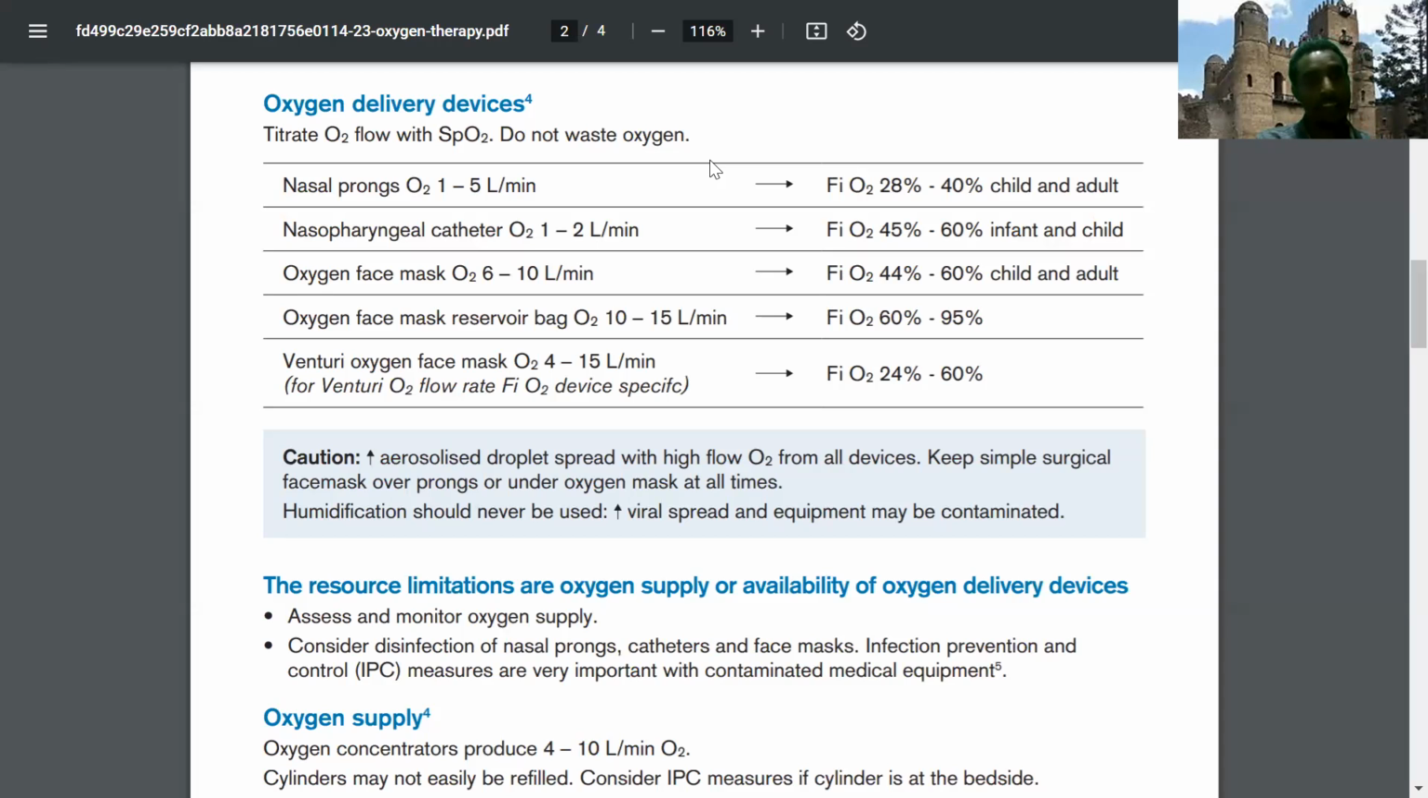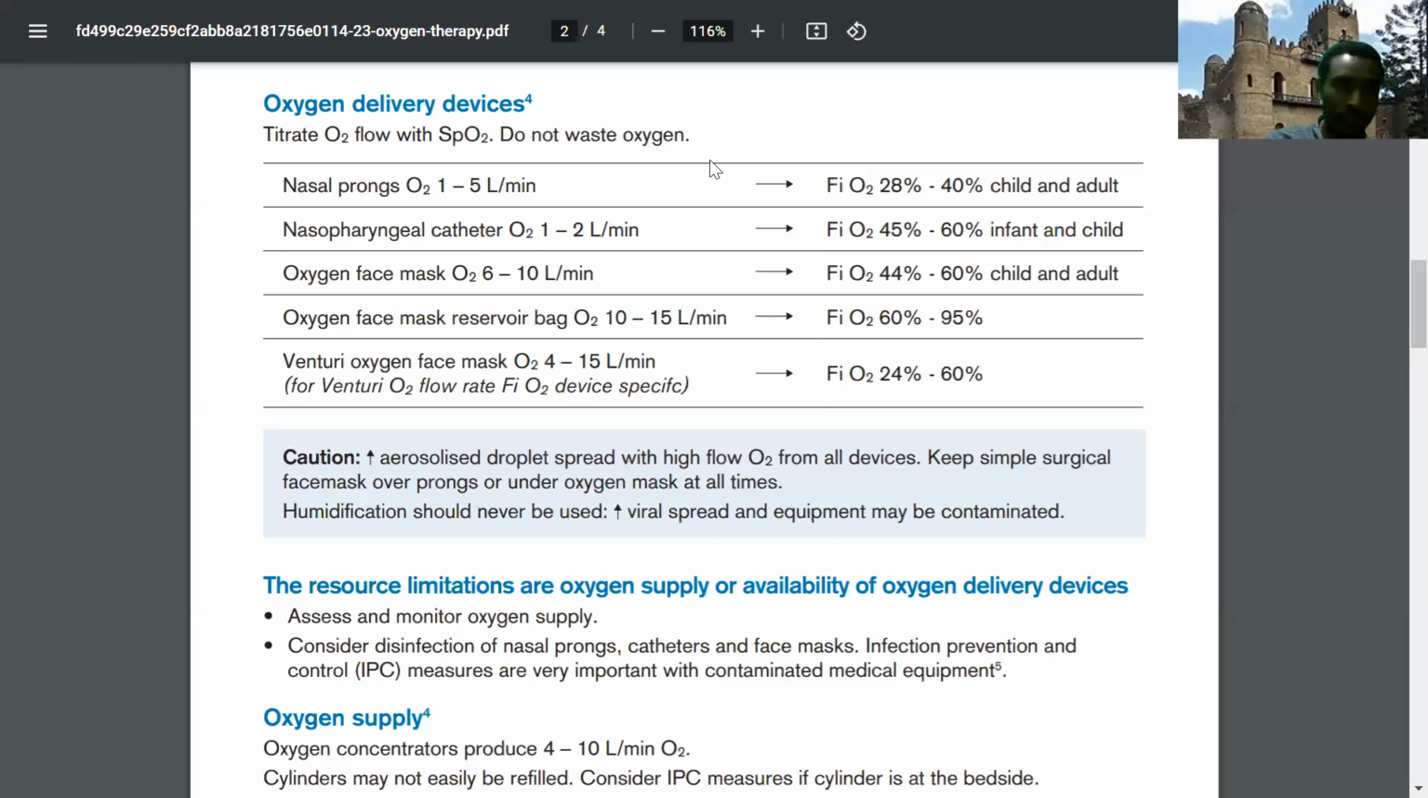And also there are Venturi masks. These masks are specialized devices that can be set for a specific FiO2 level that you want, and they're color coded, so you can choose the amount of FiO2 that you want to deliver. They may also deliver up to 60% oxygen.